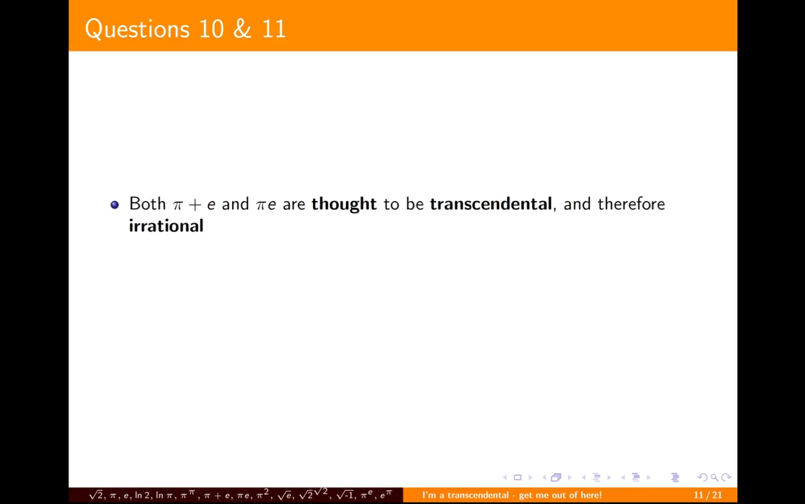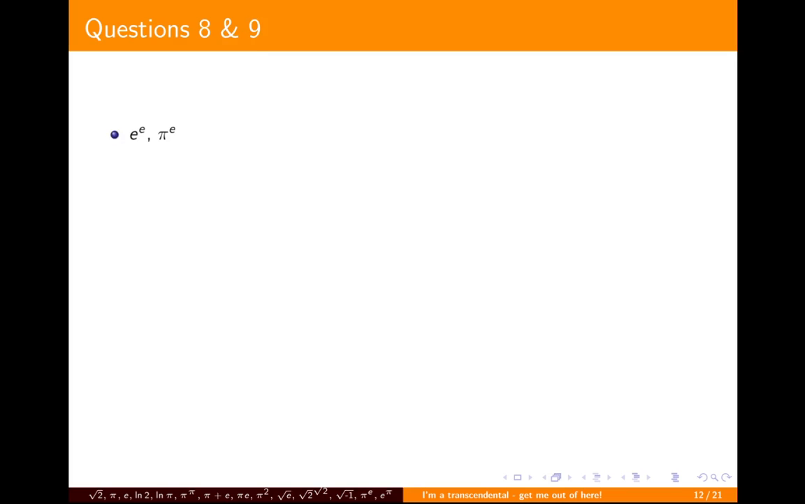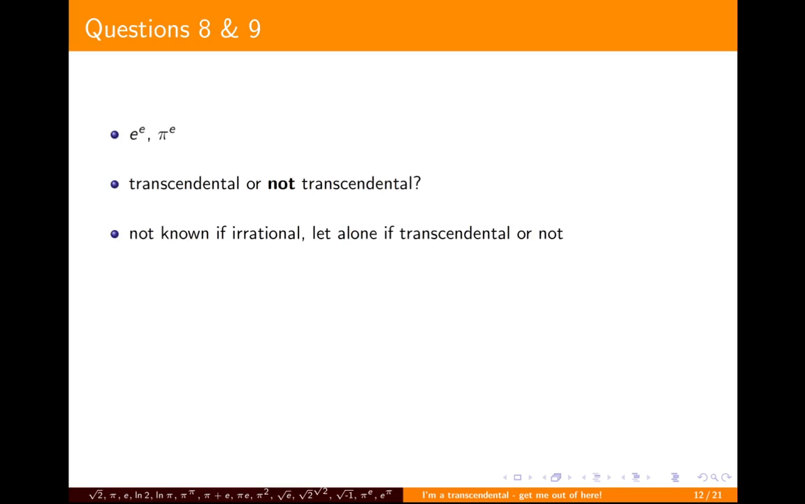So pi and e have the property that they are transcendental, and their sum and product are thought to be transcendental and therefore irrational, but this remains a conjecture. In questions 8 and 9, we looked at the powers shown, asked whether these were transcendental or not, and we said that it is not known that these are irrational or rational, let alone whether they are transcendental or not.